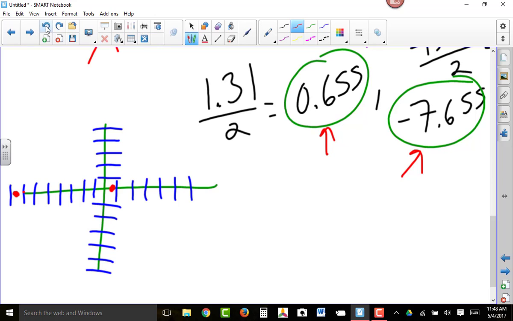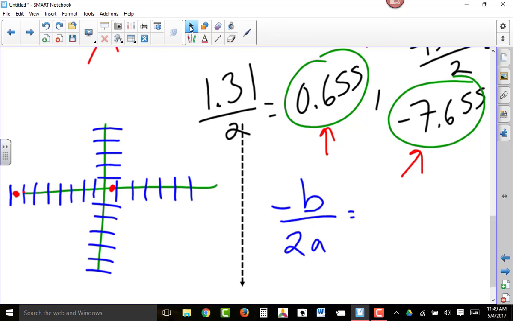Okay, and so what do we know about my axis of symmetry? It's negative b over 2a. And the axis of symmetry, like we said before, should be somewhere in the middle here, right? So if you do your negative b over 2a and you get a number that puts you way over here, you know you've done something wrong. The axis of symmetry is negative b over 2a, all right? So what numbers do I plug in for this?